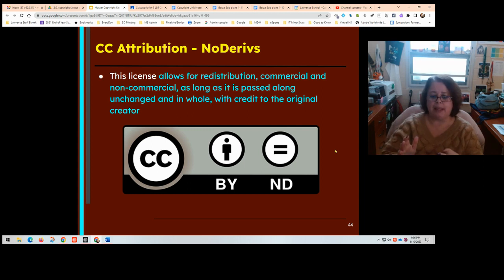Whereas if it was a ballad, but I wanted to make it into a fast rock song, I couldn't do that without asking the original creator first. Okay, so the equal sign or ND means you cannot make changes to the original creation.